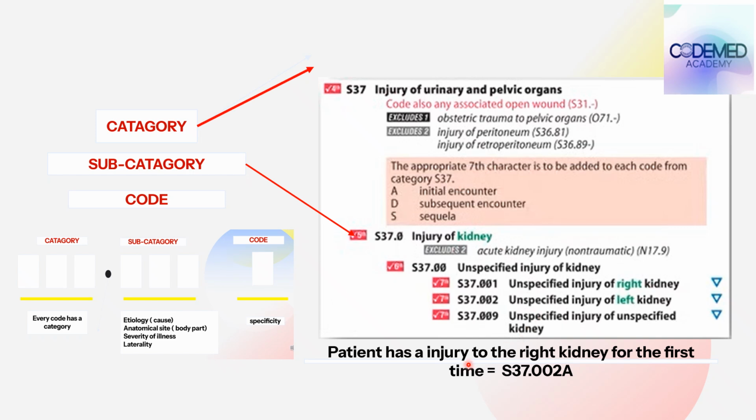So if the patient has an injury to the right kidney for the first time, I will write this. So it is that specific, whether it is the first injury. It also talks about the laterality, and it also talks about the anatomical site, which is kidney. So this code is very, very specific, which talks about everything.